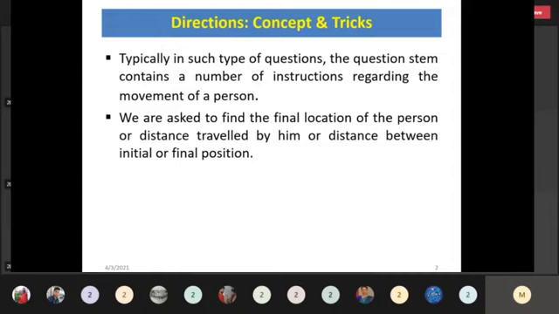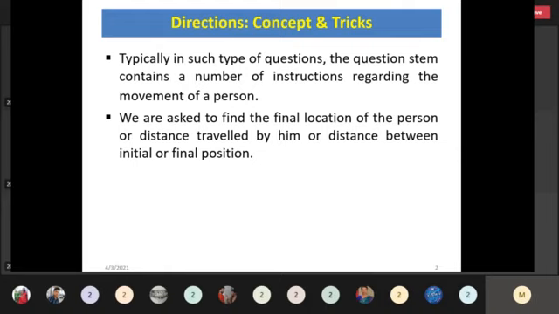Directions, the concept and tricks you're supposed to learn. This particular slide, and the next 4 or 5 slides, will tell you the concept and the tricks as far as directions are concerned, and you should have direction sense. That will make it easy for you to solve these questions in the aptitude section of the GATE examination.